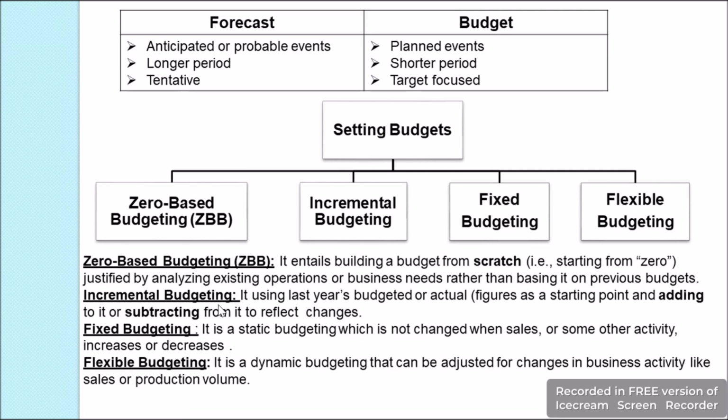Then we have incremental budget, where we take the previous year's budget and add and subtract to make the changes which reflect our new budget for the upcoming period. Then we have fixed budget. It is also called a static budget, in which the objectives and the targets are fixed and remain unchanged irrespective of the level of activities actually attained. Whereas the flexible budget is a budget that can be adapted to make the changes required based on the actual production or actual activity of the business.